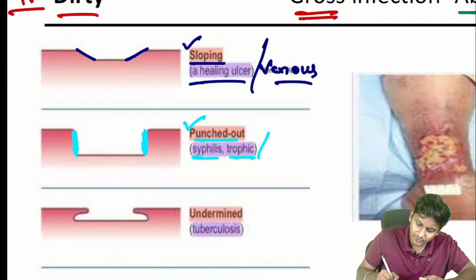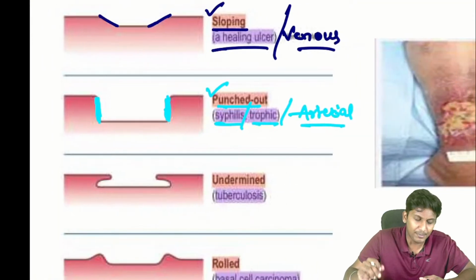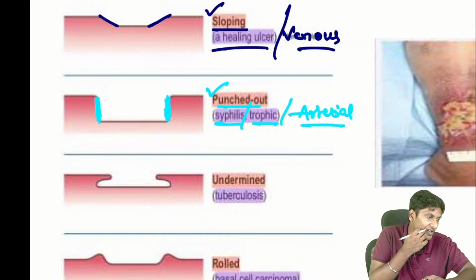And the third one that you have to remember is an arterial ulcer. Yes, an arterial ulcer will also have punched out margins itself.